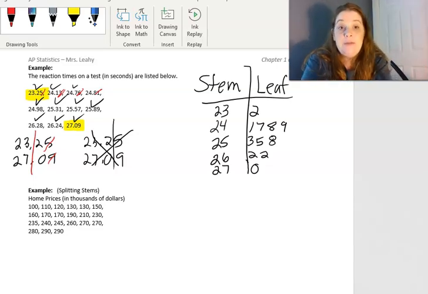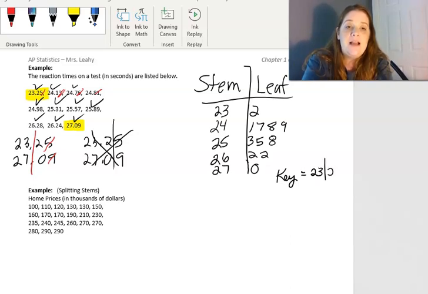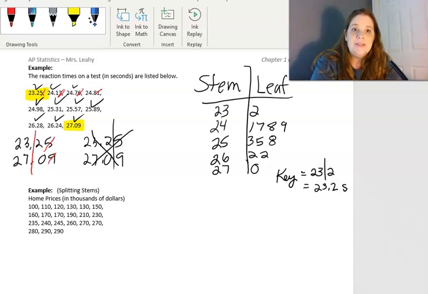Now, when you go to do this key, you can, again, pick any number. I'm going to go ahead and say the key is that 23 | 2 is 23.2, and the unit here is seconds, 23.2 seconds. All right, so there's my stem plot.